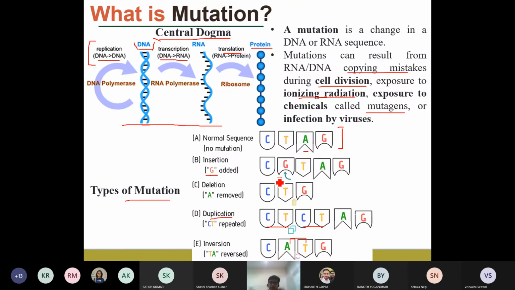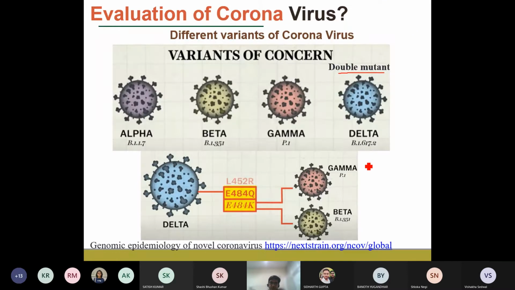Then we looked into what a mutation is, what the different types of mutation are, and how in the case of the coronavirus mutations produce different variants, like alpha, beta, gamma, delta. Among these, delta is a double mutant. That means it contains genetic mutations coming from both the beta and the gamma strains.